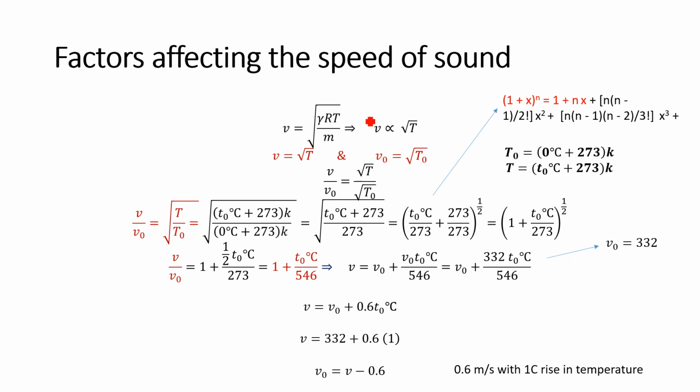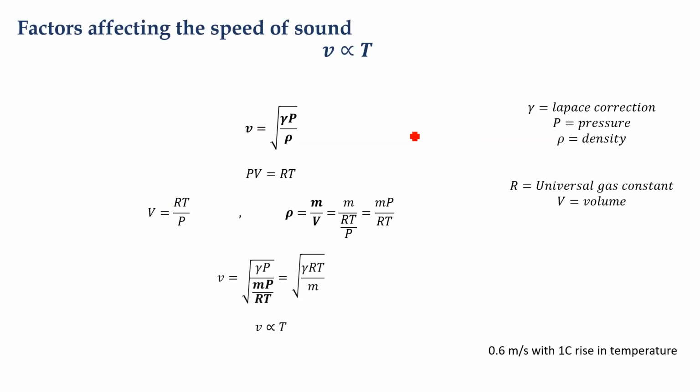This is part 2 of the previous video. In the previous video we derived this equation: the velocity of sound wave is equal to the square root of gamma RT divided by M, where gamma is the Laplace correction, R is the universal gas constant, T is the temperature, and M is the mass. From this equation we can see that velocity is directly proportional to the temperature. Here's the derivation of that equation.